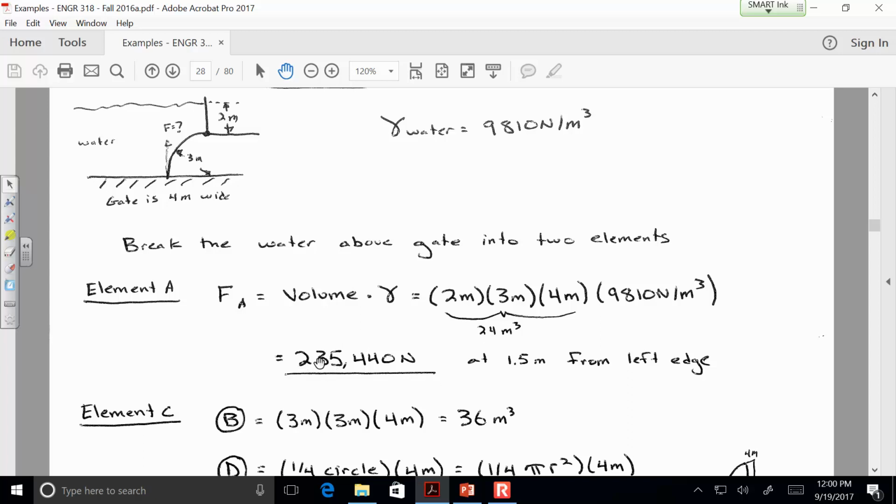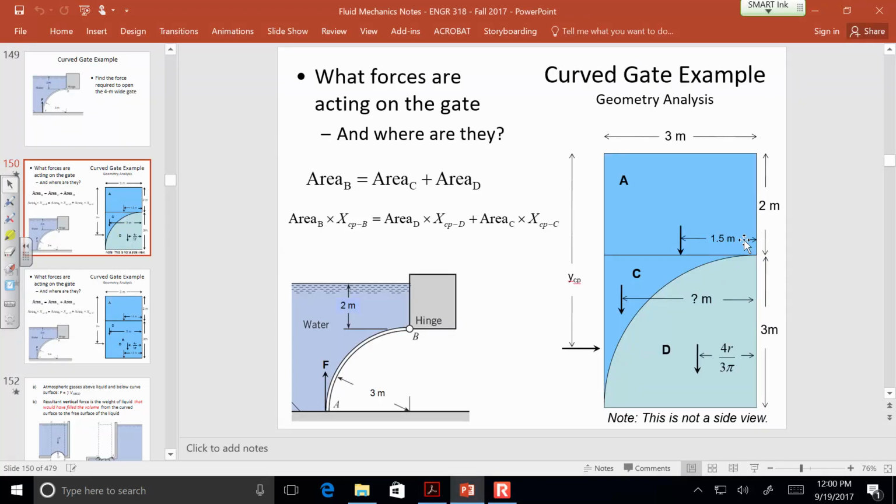Hopefully, if nothing else, you were able to get the weight of the water in element A. Did everybody else get 235 kilonewtons? All right. Now the location of it is 1.5 meters from the left edge. We know the location of it is just going to be the halfway point, since the overall width is 3 meters, and since it's a symmetrical shape, it's located in the middle. Yes?